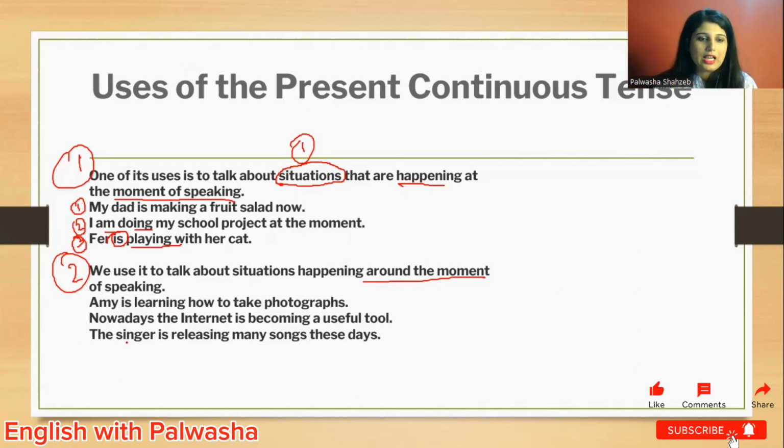Nowadays, the internet is becoming a useful tool, right? Something which is happening. It's becoming a useful tool. This is around the moment. The singer is releasing many songs these days. He's doing this continuously. The singer is releasing many songs these days. That's also a present continuous tense, a complex sentence of it, right?